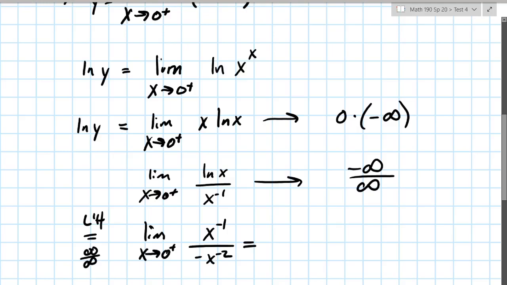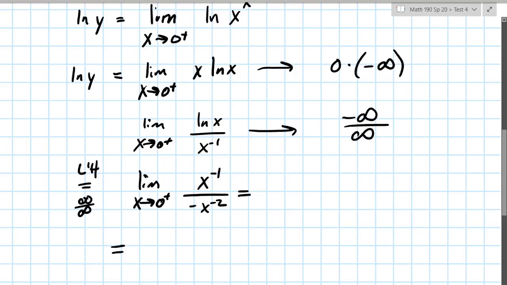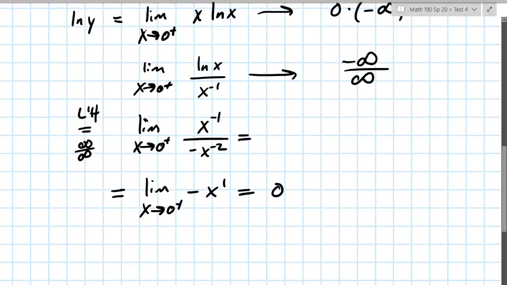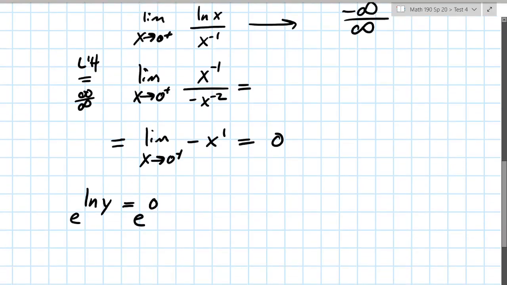And this, we already saw, we can simplify as negative x to the positive 1 after bringing that denominator to the top. And this has a limit, and the limit is 0. But what we just found was the limit of the ln of y. In order to go back to y, we need to exponentiate, and e to the ln of y is just y, and e to the 0 is 1, which gives us our limit.